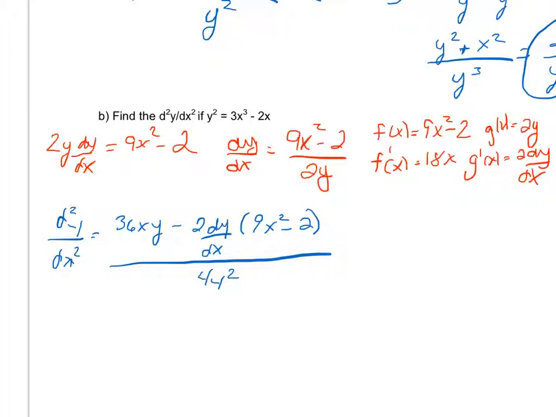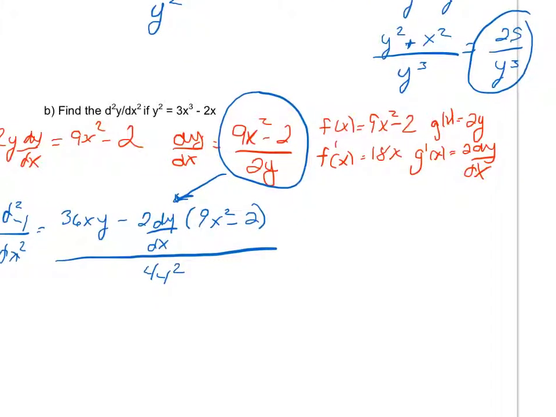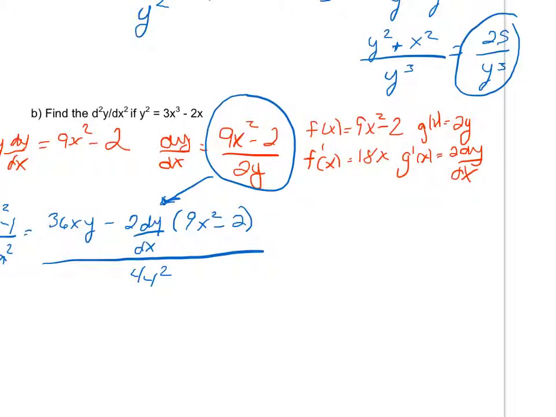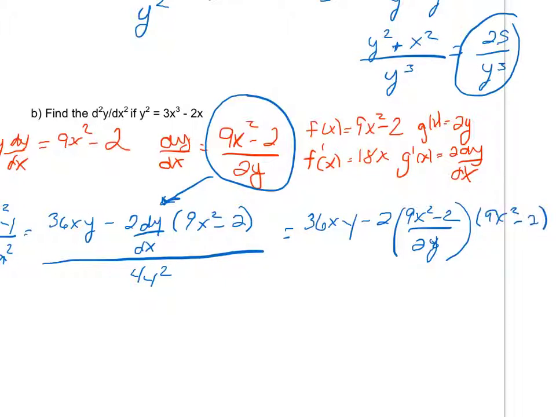From here I can now substitute this fraction in for dy dx. Just like before, I'm going to multiply by 1 over 4y squared because, again, I think it's kind of funky to have the double fraction. I'm going to slide this over just a little bit so I have a little more room. And I'm going to say that this equals 36xy minus 2 times 9x squared minus 2 all over 2y. My y looks like an x. Times 9x squared minus 2. This whole thing is over 4y squared, which is the same as saying times 1 over 4y squared.